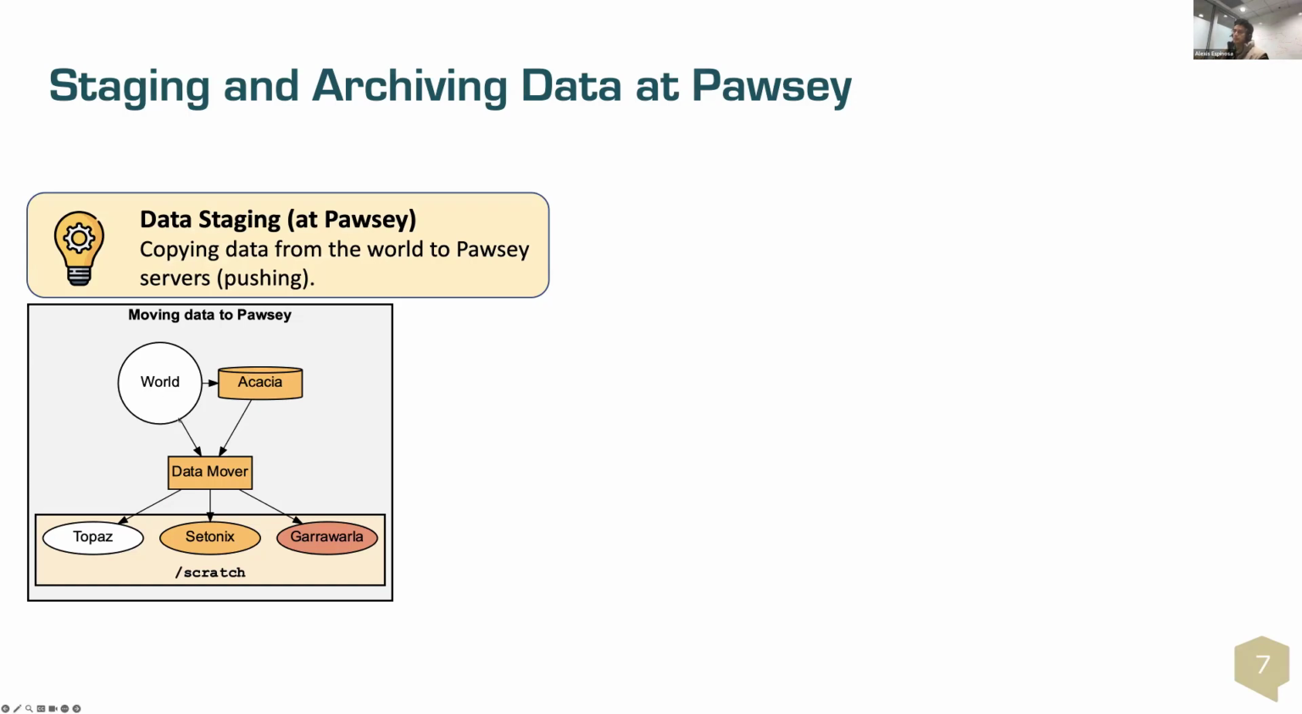So basically one way is directly from where you are to the data mover and then go to Scratch, and that can be the Scratch of Setonix or the Scratch of Garrawarla or the Scratch of Topaz. Topaz is not here anymore, it has been decommissioned, but the Scratch is not shared between Garrawarla or Setonix. Each of them has their own Scratch. Or from wherever you are, you can put things in Acacia, and then from Acacia, you extract the data, again using the data mover nodes, and put it in Scratch for use.